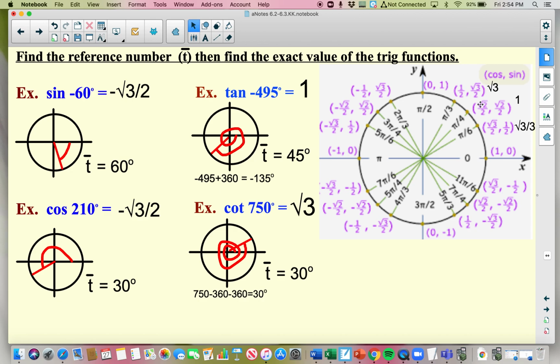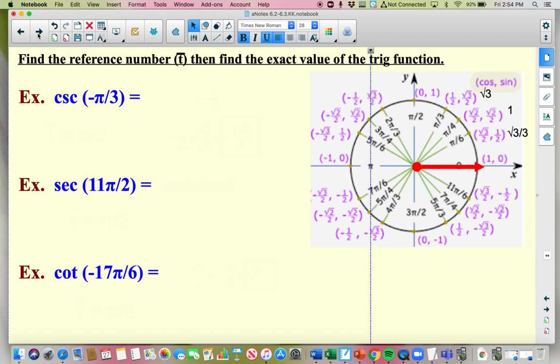So anyway, hopefully you're getting a little more comfortable with evaluating things on angles on a unit circle. So I just want to do a few in radians as well. Same directions, find the reference number and then find the exact value. So cosecant of negative pi over 3.